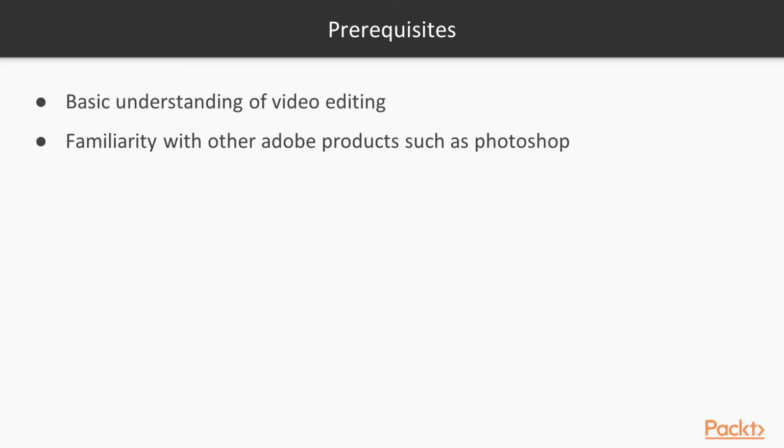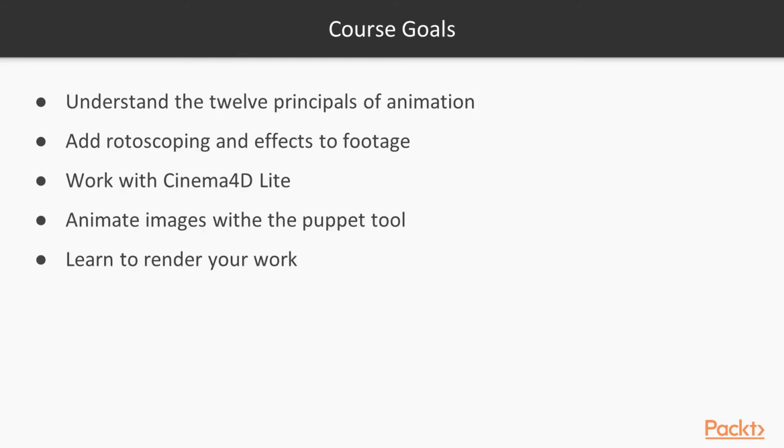There are not really any prerequisites for this course. However, it would help if you had a basic understanding of video editing and some familiarity with other Adobe products such as Photoshop. The goals of this course are to understand the 12 principles of animation, add rotoscoping and effects to footage, work with Cinema 4D Lite, animate images with the Puppet tool, and learn to render your work.